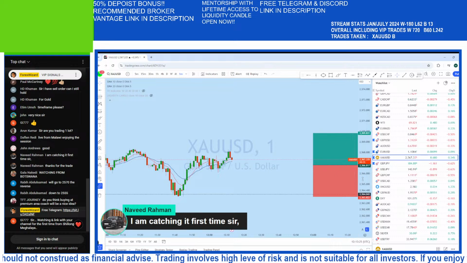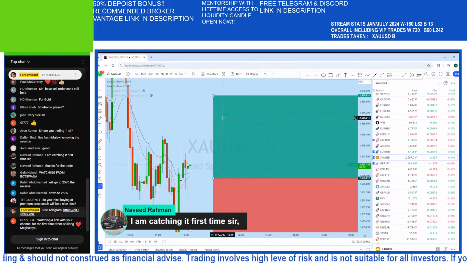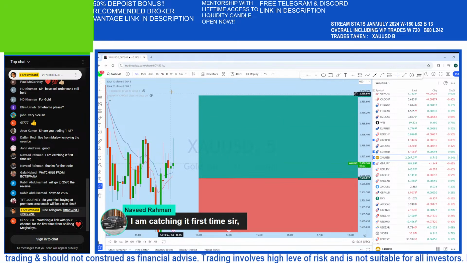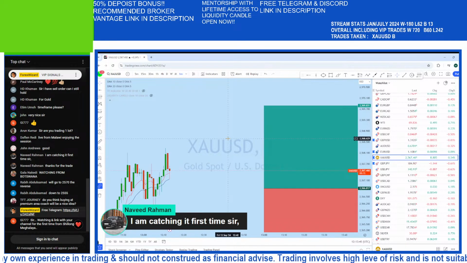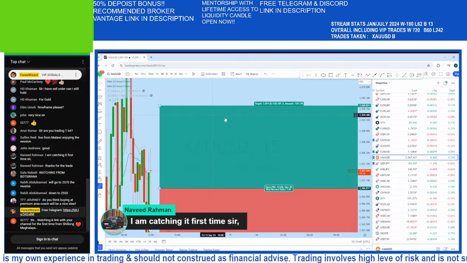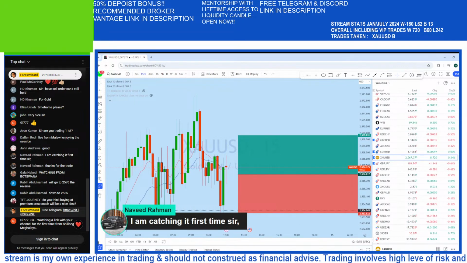So you can see that from the 1 minute, what kind of price action it is forming is very important also. And let's see.